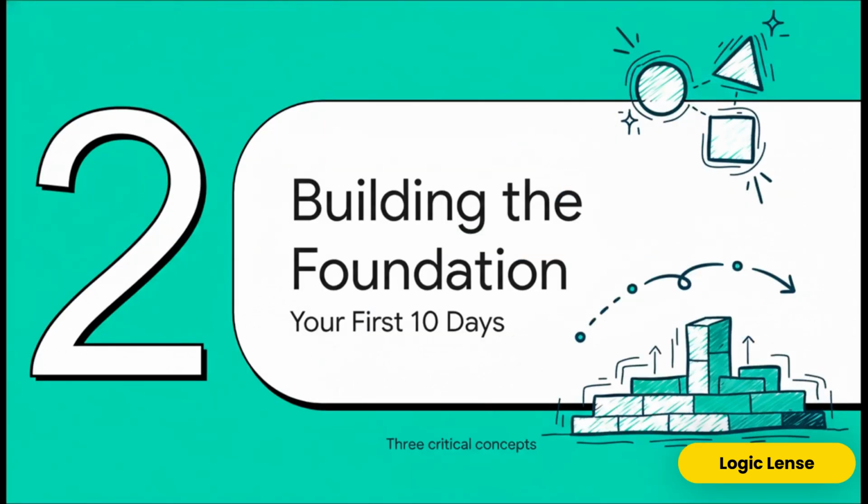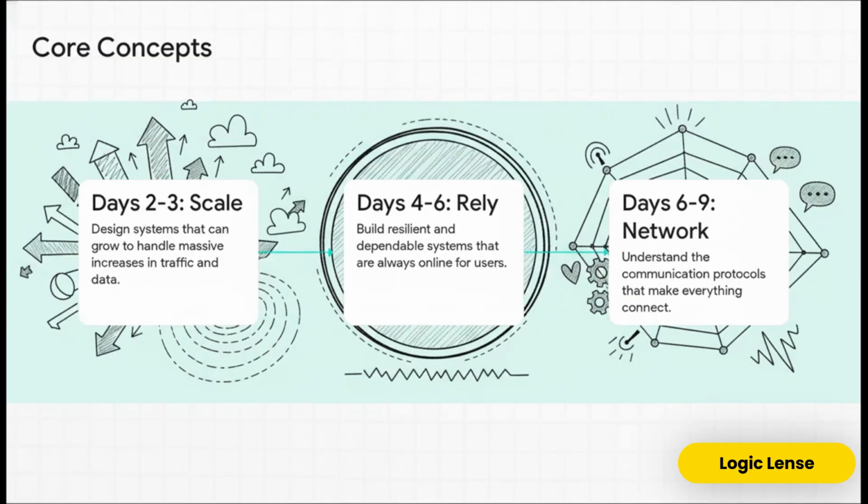So with our cornerstone in place, it's time to build the foundation. And this all starts by mastering 3 super critical concepts that pretty much every great system is built on. First up, you've got scalability. That's the ability for the system to grow without breaking. Simple as that. Then you have reliability and availability, which is basically the promise that your system is dependable and it's always online when you need it. And finally, networking basics. This is the literal language that lets all the different pieces talk to each other. These are the 3 essential pillars.